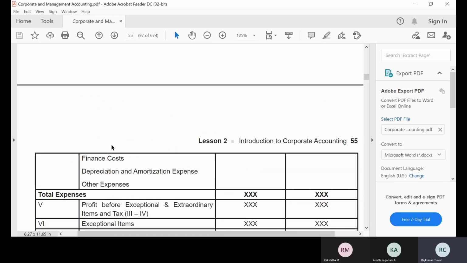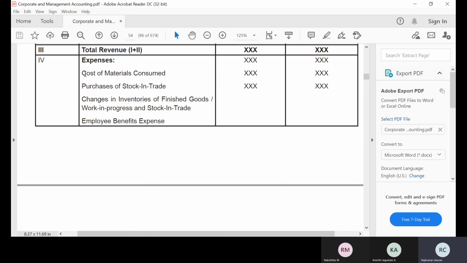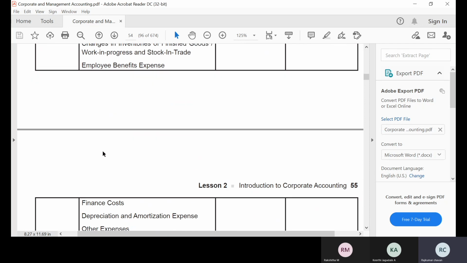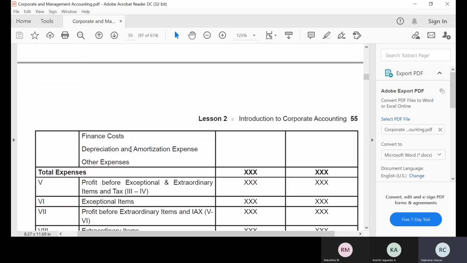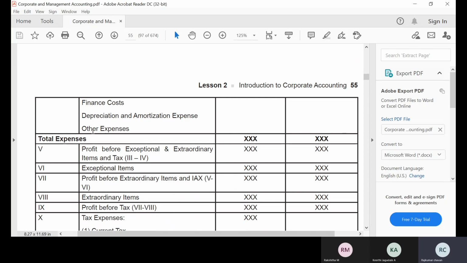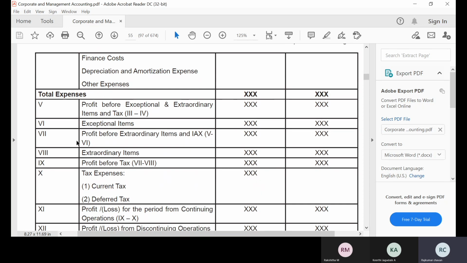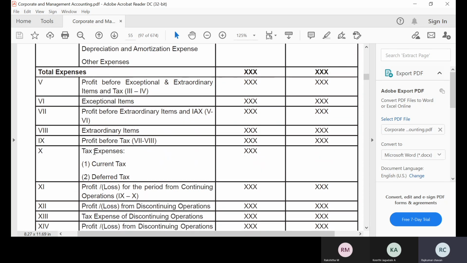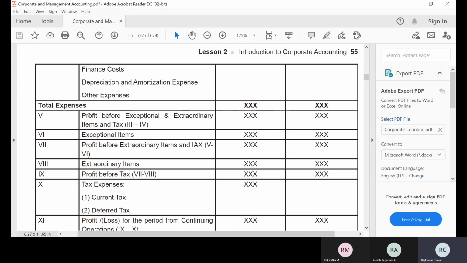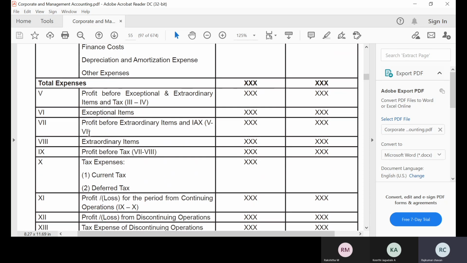When you add all these items, how many items in total? First one is cost of materials consumed, 1; purchase of stock in trade, 2; changes in inventories of finished goods, 3; employee benefit expenses, 4; finance cost, 5; depreciation, 6; other expenses, 7. When you add all these expenses, you will get total expenses. Apart from this there are some other items. Apart from total expenses, there is profit before exceptional and extraordinary items. Then exceptional items can be there, that we will see later on.